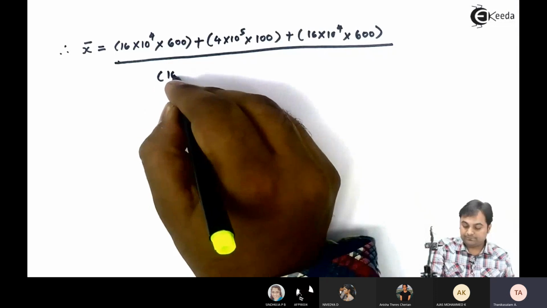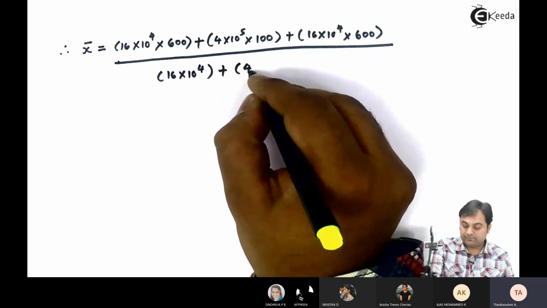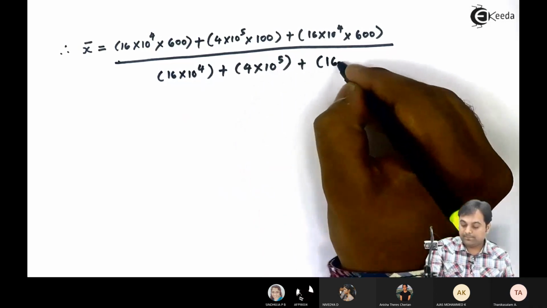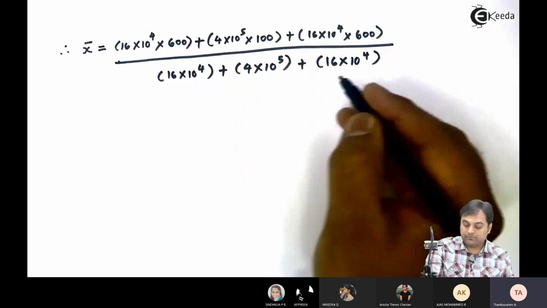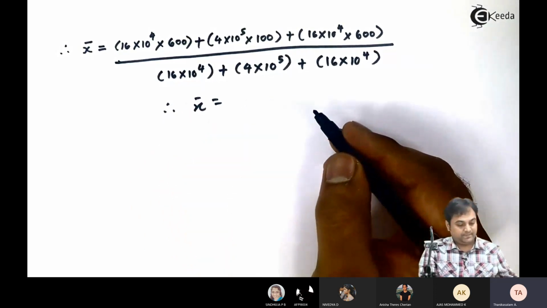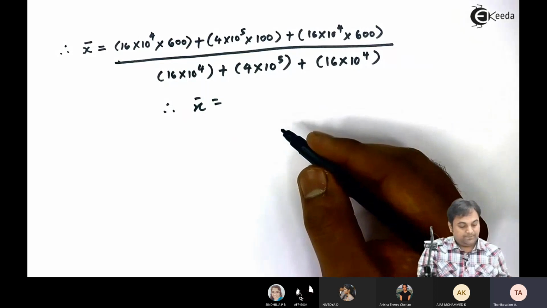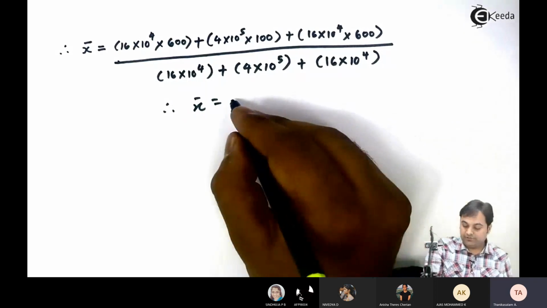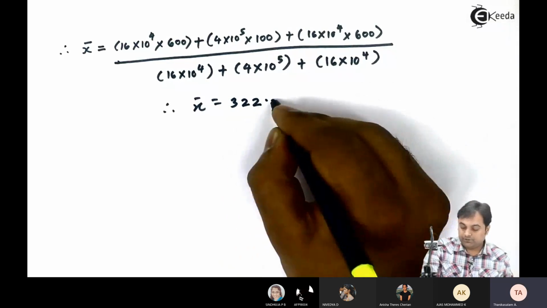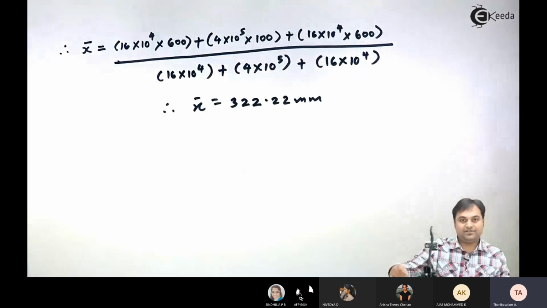area 1 plus area 2 plus area 3. So from this, if I calculate, I will be getting the x bar value as, it comes out to be 322.22 mm. This is our first answer.